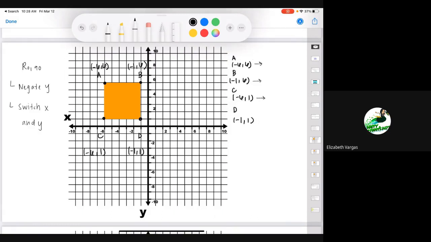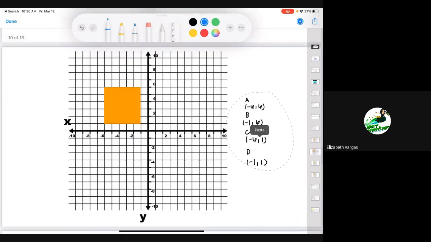So the first thing I want to do is to negate my y. Lastly, I'm going to switch x and y. Here I am. Now I can go ahead and map my resulting image. Right here. Okay. And by doing so, I can see where my square maps after that specific type of rotation.